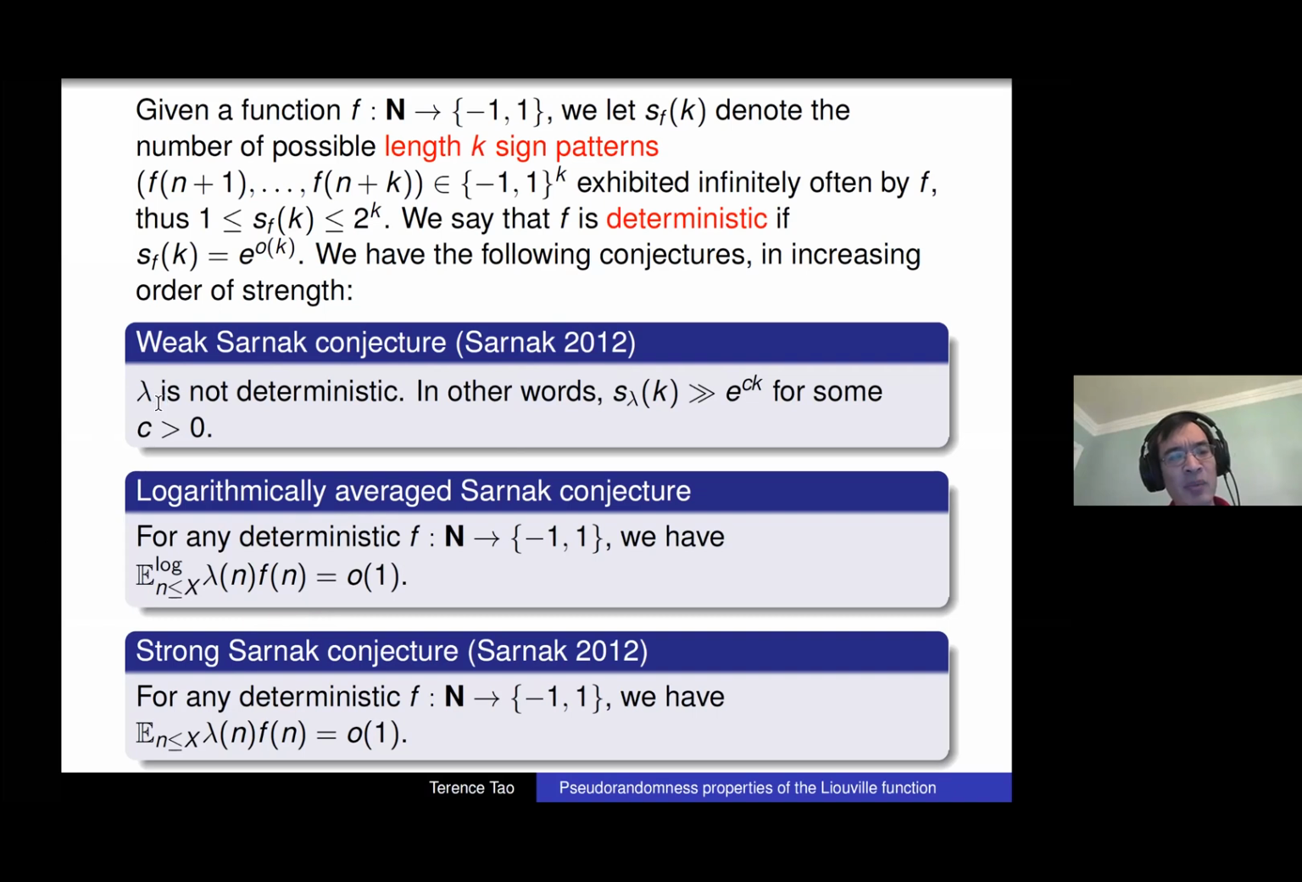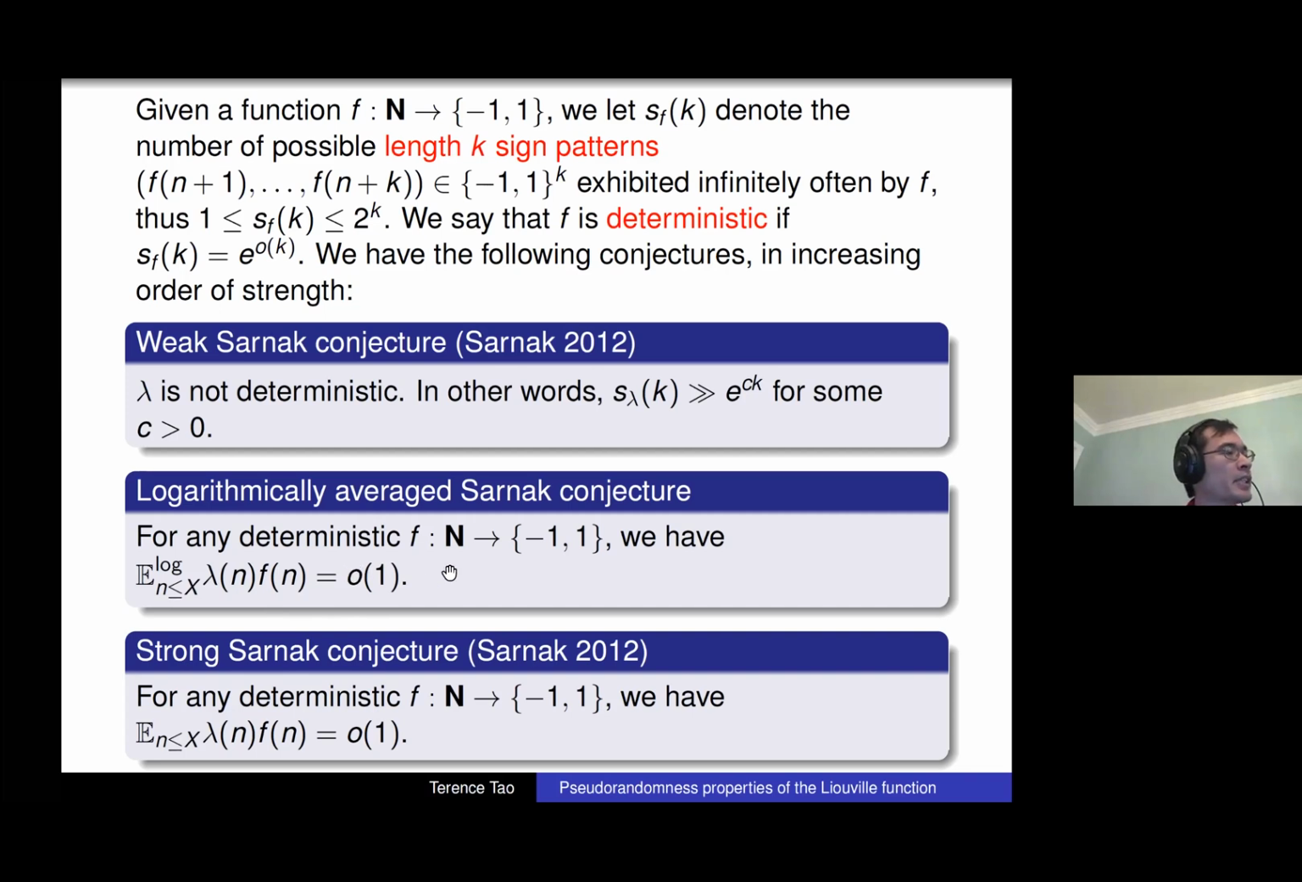The strong conjecture is, furthermore, not only is lambda not deterministic, it's actually orthogonal to all deterministic sequences. If you take any deterministic sequence, then the correlation between lambda and that deterministic sequence should go to 0. And then there's an average version of that, which is that the log average of lambda times a deterministic sequence is o(1).